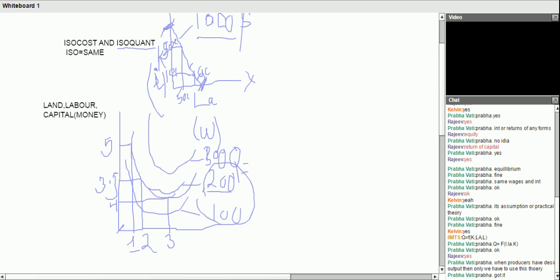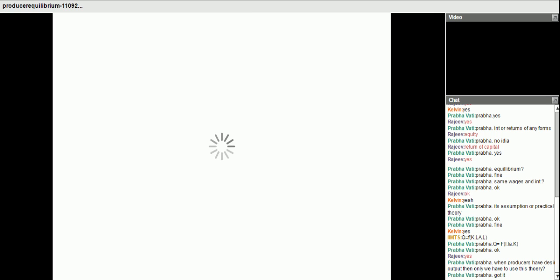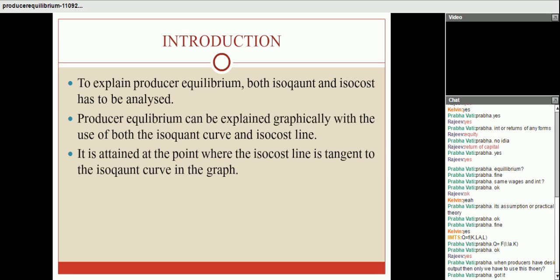So that is called an isoquant. Now isoquant and cost is clear. So now we can go to this.